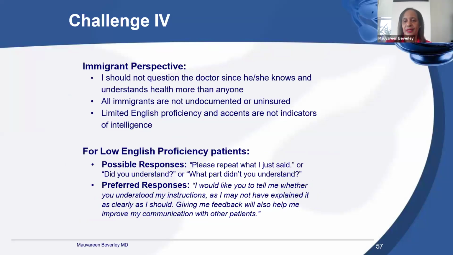The immigrant perspective: I should not question the doctor since he or she knows and understands health more than anyone. All immigrants are not undocumented or uninsured. Limited English proficiency and accents are not indicators of intelligence. With a low English proficiency patient, a possible response is: please repeat what I just said. Did you understand? Or what part of this didn't you understand? The preferred response: I would like you to tell me whether you understood my instructions, as I may not have explained it as clearly as I should. Giving me feedback would also help improve my communication with other patients. What most patients want is to be able to help other patients.